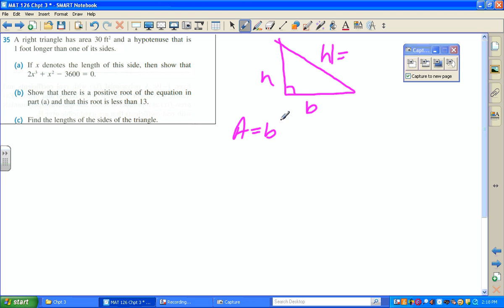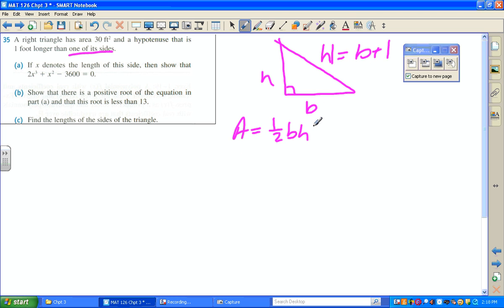Area equals base times the height, 1/2 of that, right? You got that far, didn't you? Well, which side did you pick to be 1 foot longer, the B or the H? All right, B + 1. The hypotenuse is 1 foot longer than one of its sides. It doesn't say a special side, just one of them.